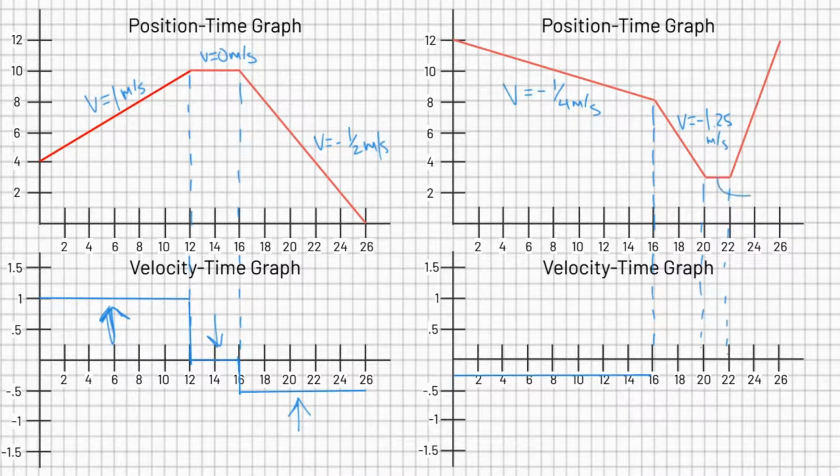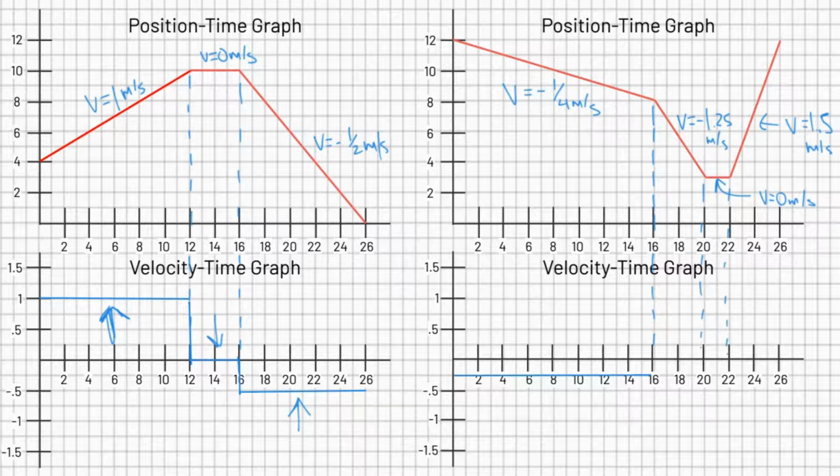For this part here, the velocity is 0 meters per second because we have a flat line on the position time graph. And then for this last part, the velocity is equal to 1.5 meters per second. Okay, so we've drawn our first velocity of -1/4 meters per second. The next part is -1.25 meters per second.